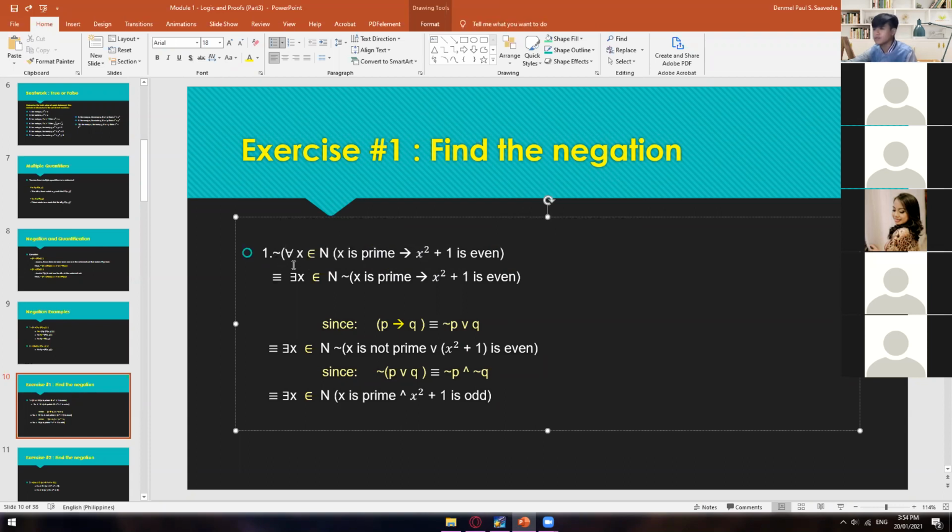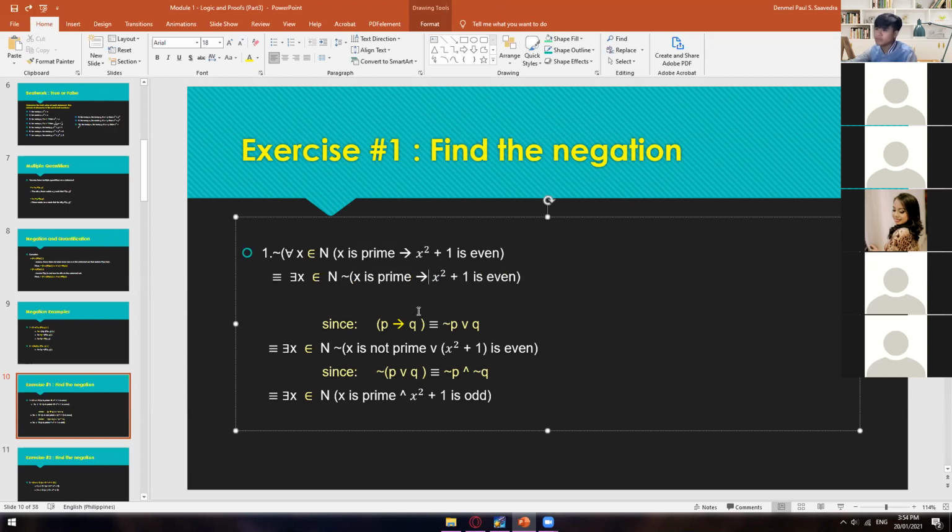Okay. So here's the first step. Distribute this one on the first statement or the first parenthesis. So this universal will become existential, and then we're going to negate the readable proposition about x. As you can see right here, if we're going to distribute this negation into the first statement, it's doable. Like for example, this one will become x is not prime, but there is actually no negated value of conditional.